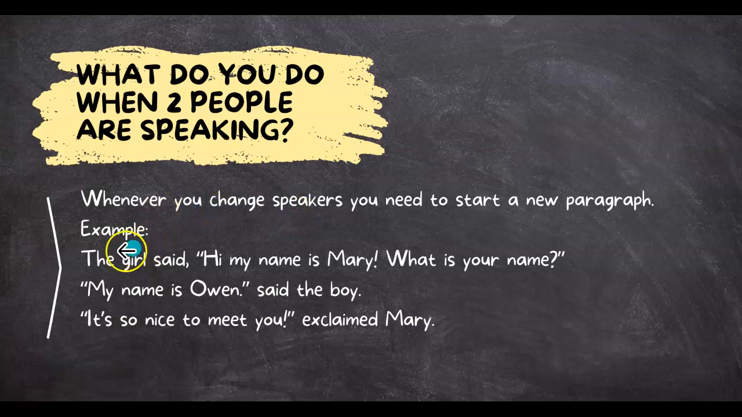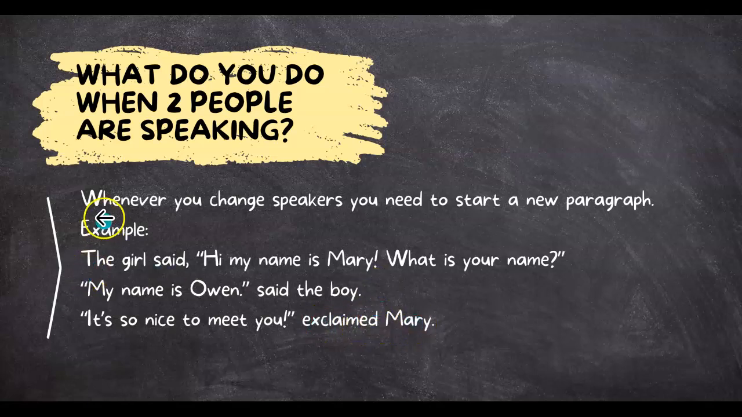So for an example, we have the girl said, here is our dialogue tag, "Hi, my name is Mary, what is your name?" So this is what she is saying aloud, and then we go to a new paragraph because somebody new is speaking, and they say, "My name is Owen," said the boy. And then we have our period here because this is a full sentence, said the boy. If it just said, "My name is Owen," we wouldn't need a period outside of the quotation mark since there's one within. But since it says, said the boy, there needs to be a period outside as well. And then he's done speaking, so now we have Mary talking again. She says, "It's so nice to meet you," exclaimed Mary.